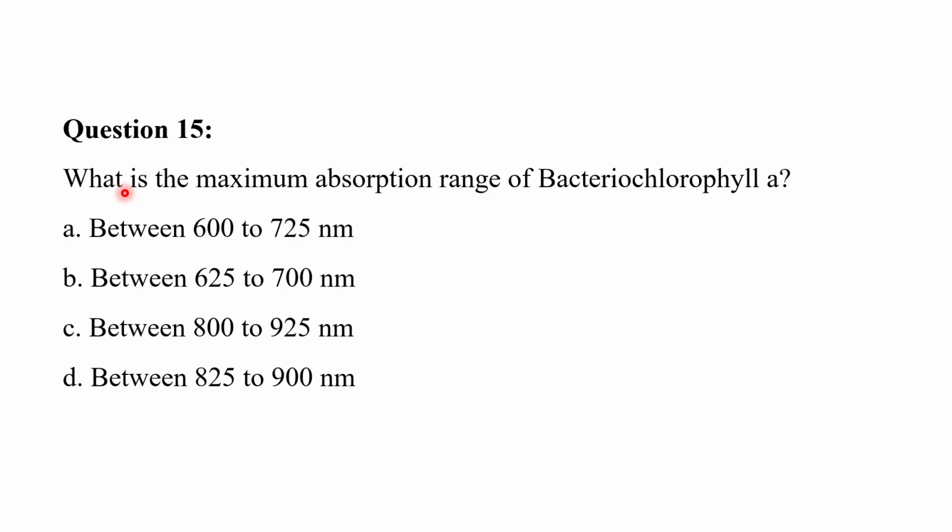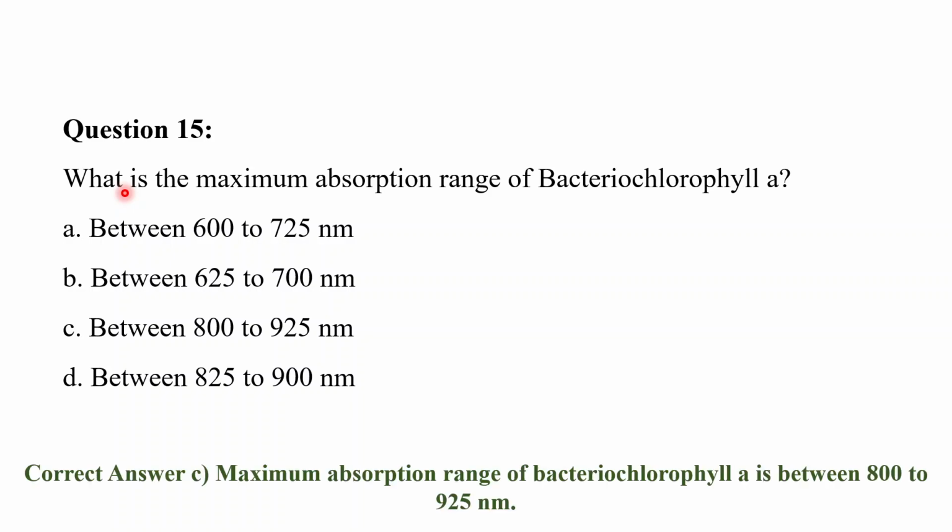So what is the wavelength? Option A is between 600 to 725 nanometer. Option B is 625 to 700 nanometer. Option C is 800 to 925 nanometer, and option D is 825 to 900 nanometer. So you have answered option C. Okay. So the correct answer for this question is option C. Maximum absorption range of bacteriochlorophyll A is between 800 to 925 nanometer.